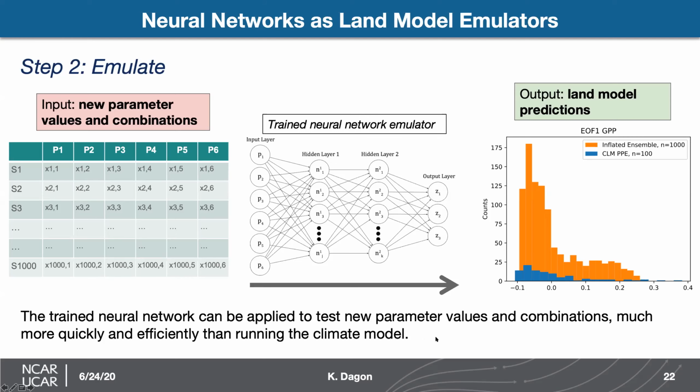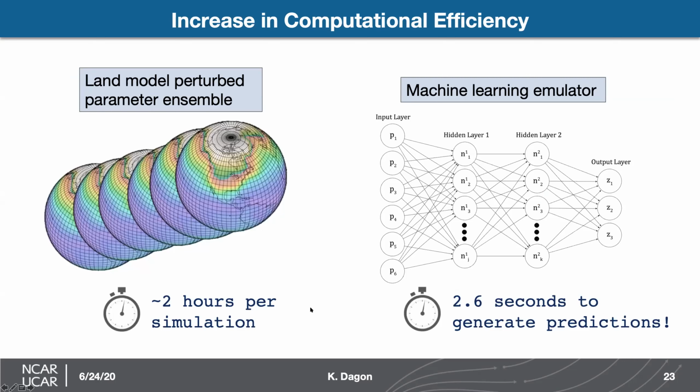I really want to emphasize the increase in computational efficiency, because that's why we're using machine learning in this context. The particular configuration of the land model that I was running took about 2 hours per simulation, which isn't that bad for a climate model, because I was running at low resolution and with a land-only configuration. But still, using the emulator to test a new set of parameters takes seconds to generate these predictions. That was really a key factor in doing this work.